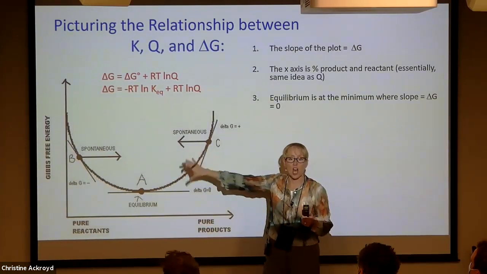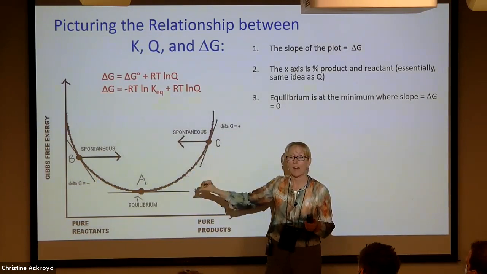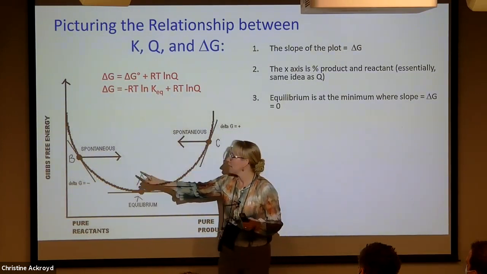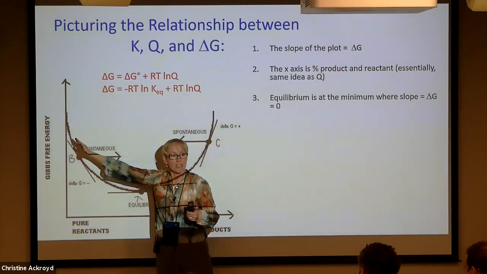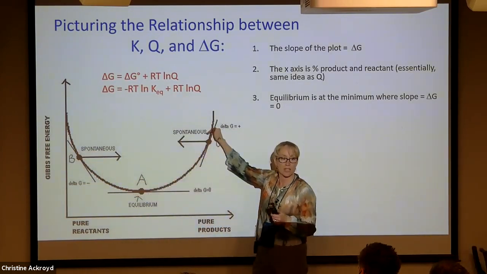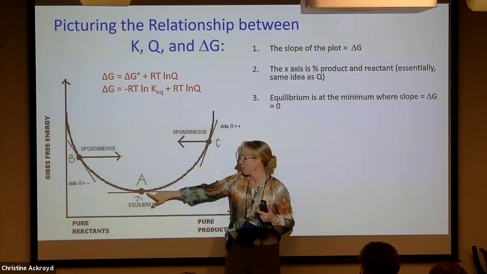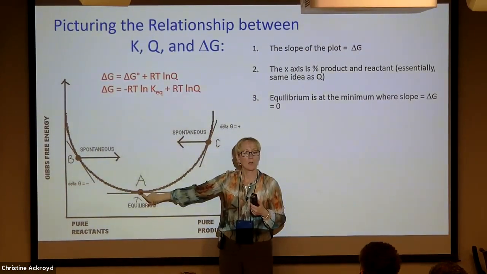This plot does not show what a reaction does over time. What this plot shows, by the slope, is all the different values of delta G that you would get for all different percentages of starting materials and products. First thing, the slope equals 0 point.